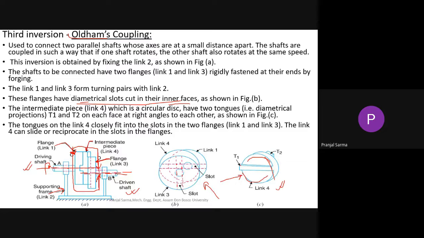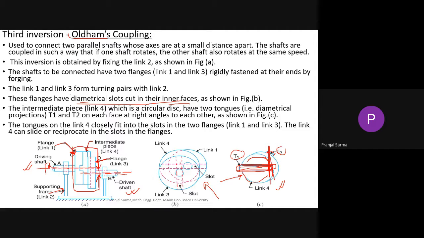Okay, so you can consider two projections on its outer side. One is on this side, and the other projection is on that side. Once again, that is the diametrical projection. That means along this space we have one projected tongue, and in the opposite side we have another tongue. This is tongue one, this is tongue two, and tongue two is done diametrically on the opposite side.